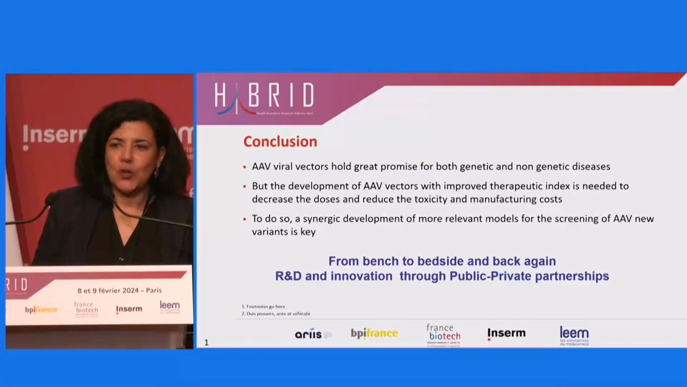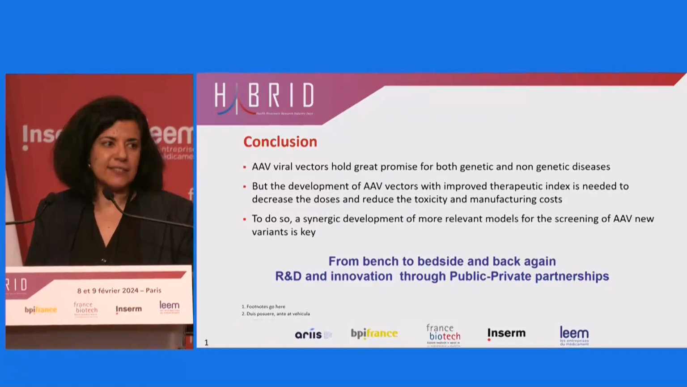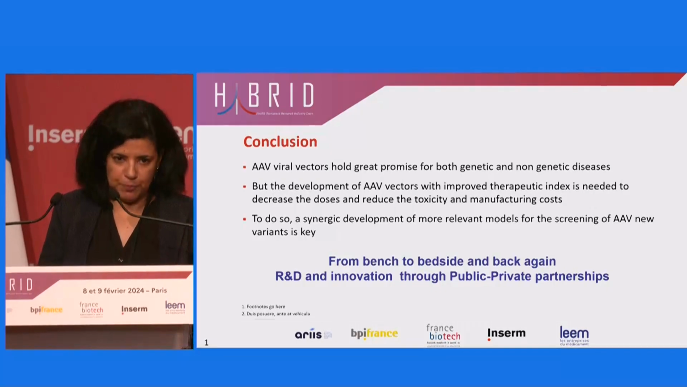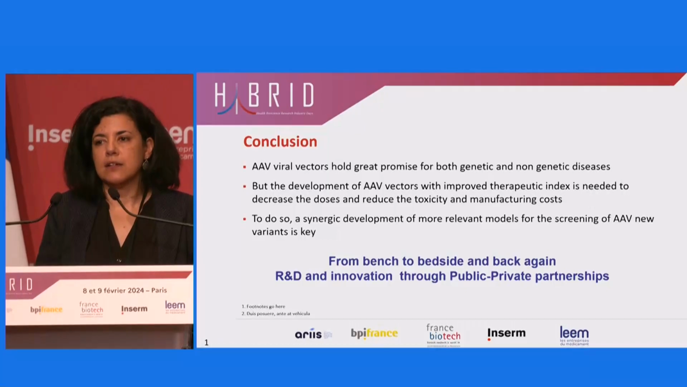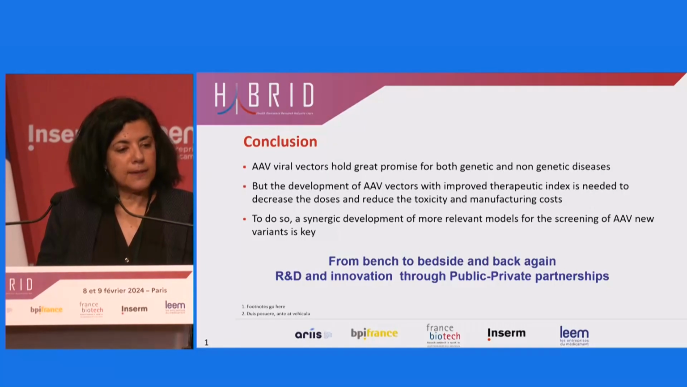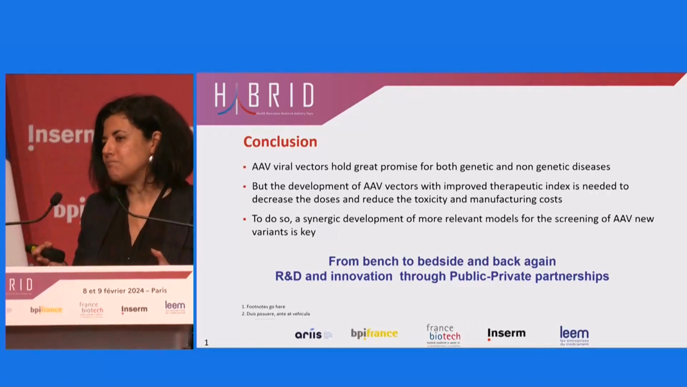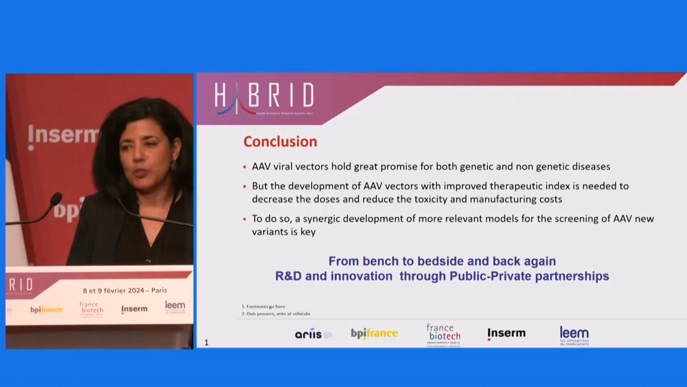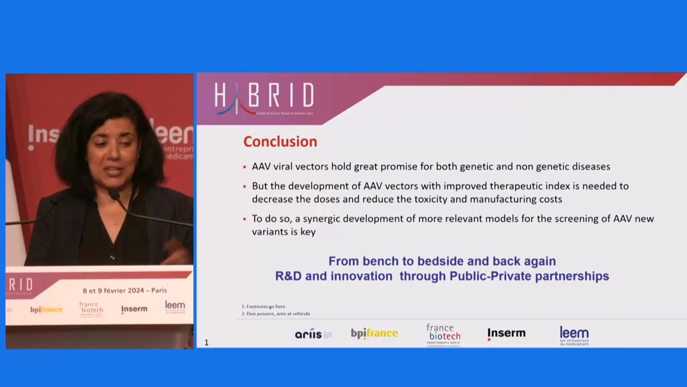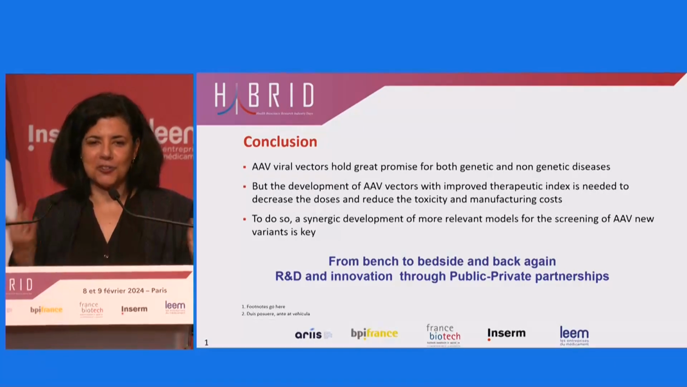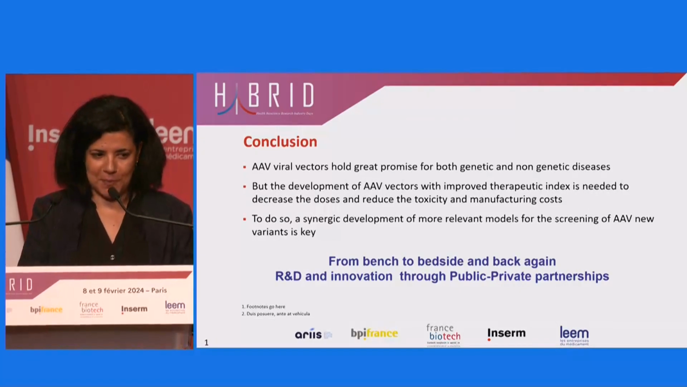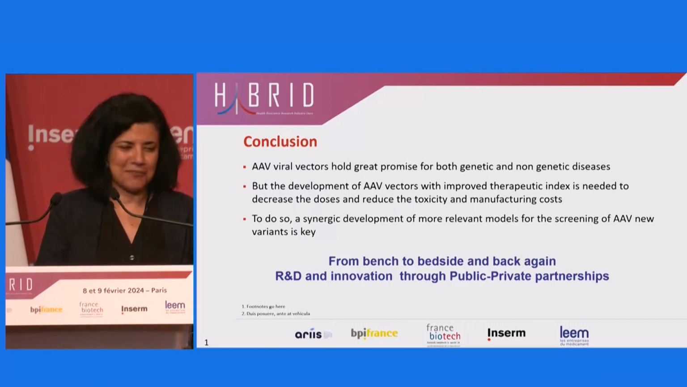So to conclude, AAV vectors are really promising. They are on the market. They are dramatically treating diseases such as SMA, for instance. But there are many, many developments yet to do to improve the efficacy, to improve the safety, to reduce the doses and reduce the manufacturing needs. And of course, we also need in parallel to work on much more relevant models to evaluate and screen the new variants, which means that we must go from bench to bedside and back again every time to develop a new next generation of gene therapy vectors. And it is clear that partnerships between public and private can only foster and accelerate those developments. So I am looking forward to the discussions I will have during these 2 days.